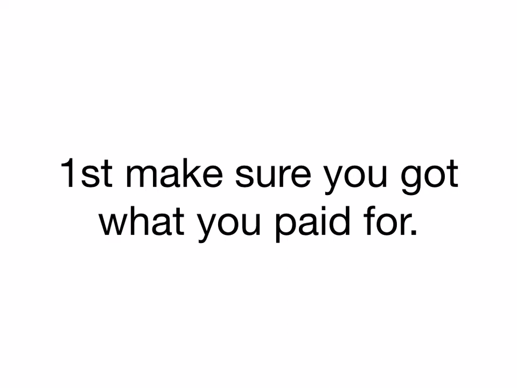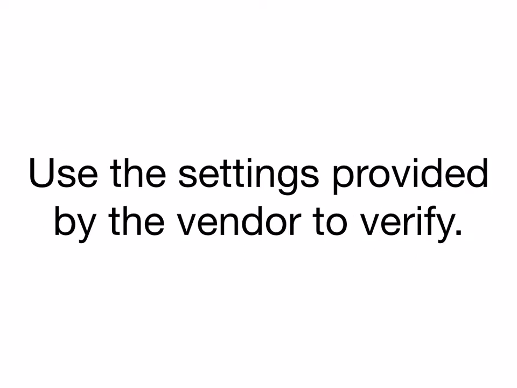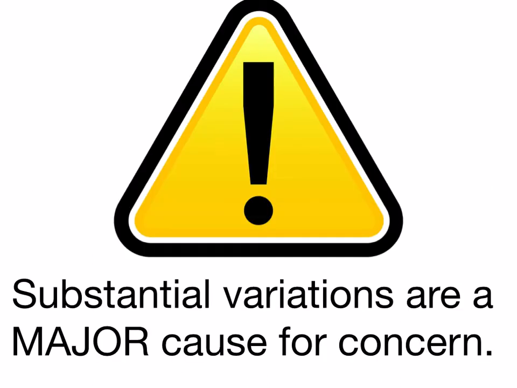You're going to do that the same way that you run any backtest. The EA vendor should supply some recommended settings. Your job is to use those settings over the period of the claimed performance. For example, if the vendor claims a 20% return in 2013 on Euro-US dollar 1-hour charts, you want to test the EA over that exact same time period. The results will vary somewhat between brokers, but the return should at least be in the ballpark of the expected results. If you find a substantial variation, that's a major cause for concern.